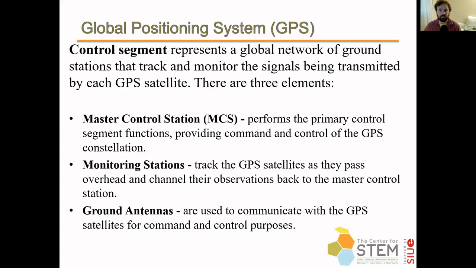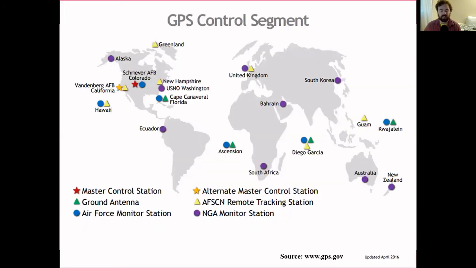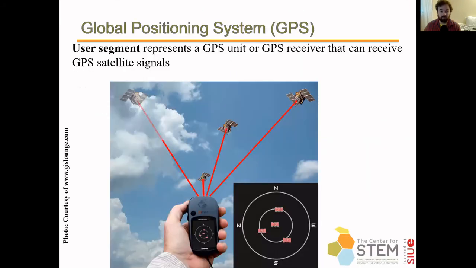The control segment is what goes on the planet. It's made up of control stations, antennas, monitoring stations, and between all of these things, they're spread throughout the planet and can maintain GPS in all the different areas. The user segment is your unit down here. This could be your phone, could be a dedicated GPS unit, could be your car. So many things today use GPS.